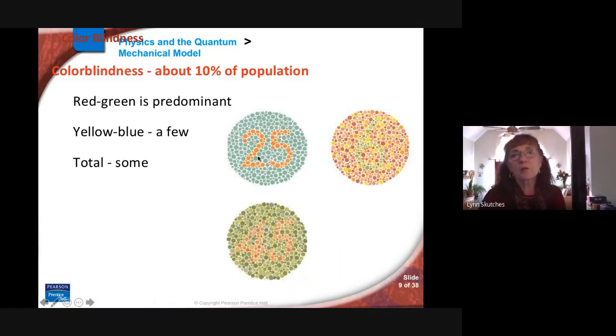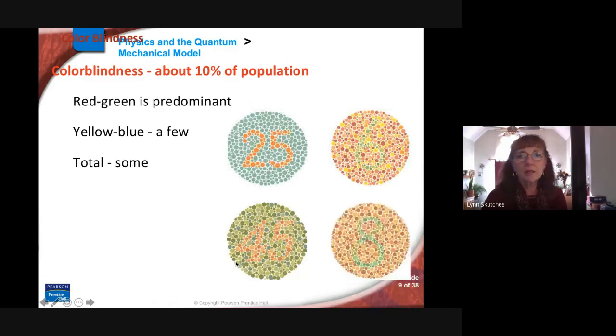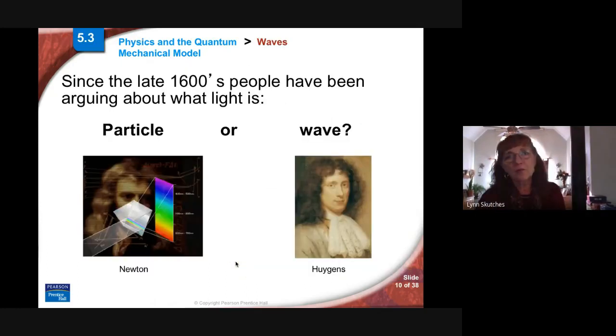All right, so this is 25. Many people can see that. This one's a little harder, depending on if you have color blindness or not. That's a 6, a 45, and an 8. I don't know if there's any of you that can't see any of those, but it will be hard to do spectroscopy if you are, just FYI.